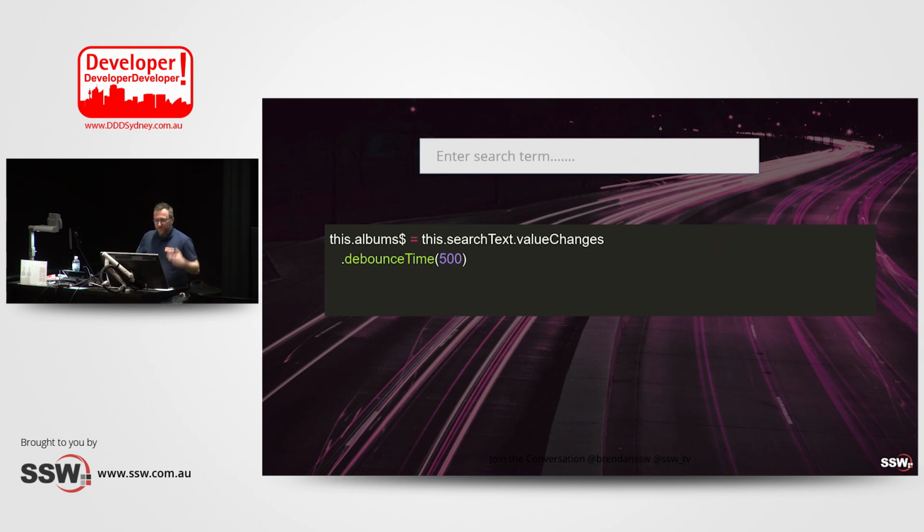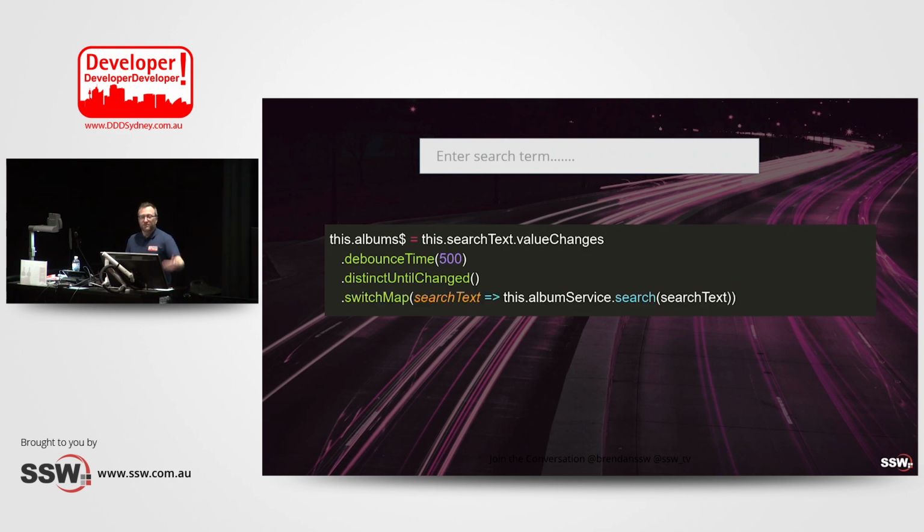So it's an operation in RxJS that lets us say, okay, we're not going to send it straight away. We're going to wait for 500 milliseconds, and if nothing comes through in that 500 milliseconds, then we'll send our search through. We can then make sure that the values we send through are distinct. If I press a key and then hit delete again, it's not going to be distinct, so it won't send that search through. And finally, I can send that through to the server.